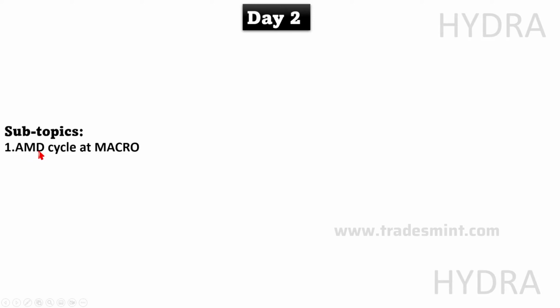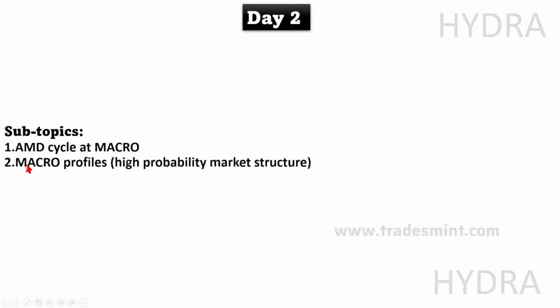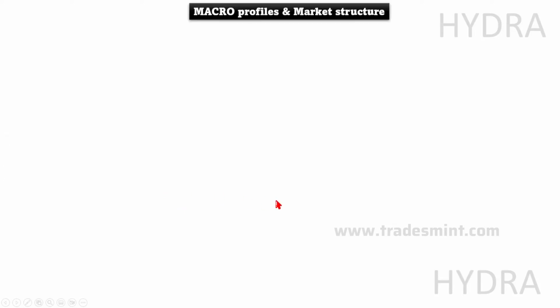How price does it inside macro, how price generates liquidity, what kind of liquidity price generates before getting inside the macro zones. The second topic is gonna be about macro profiles, high probability market conditions. And the third one is gonna be high probability inversion and the profile to trade using the inversion models. So these are the three topics that I'm gonna cover today, and that's all. So let's start with our first topic.